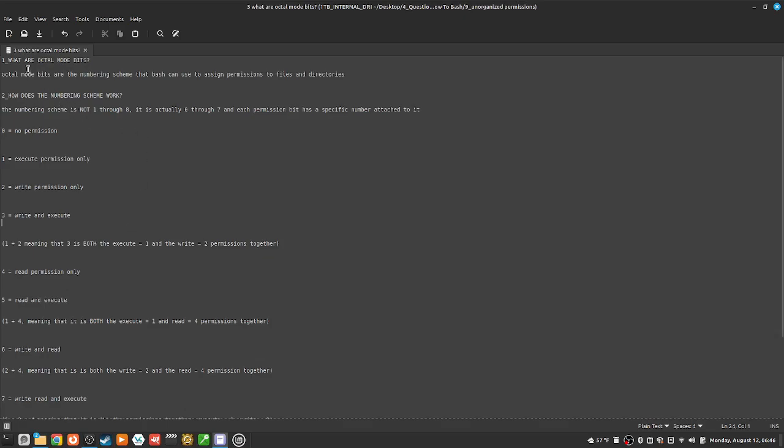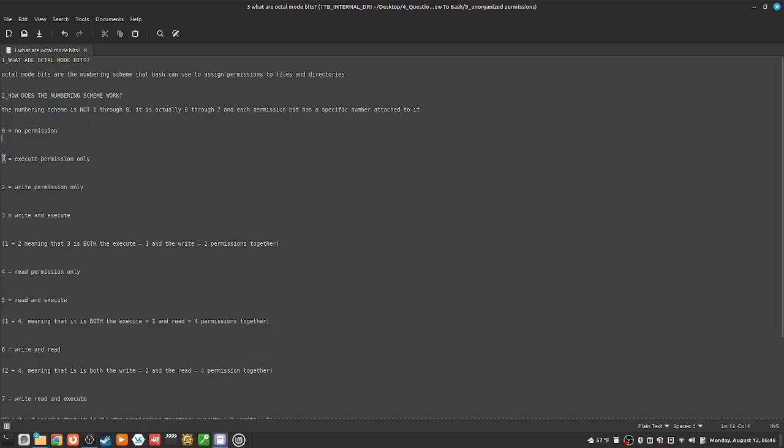We're going to be going over what octal mode bits are. Octal mode bits are the numbering scheme that Bash uses to assign permissions to files and directories. How does the numbering scheme work? The numbering scheme is not actually 1 through 8, it's actually 0 through 7, and each permission bit has a specific number attached to it.